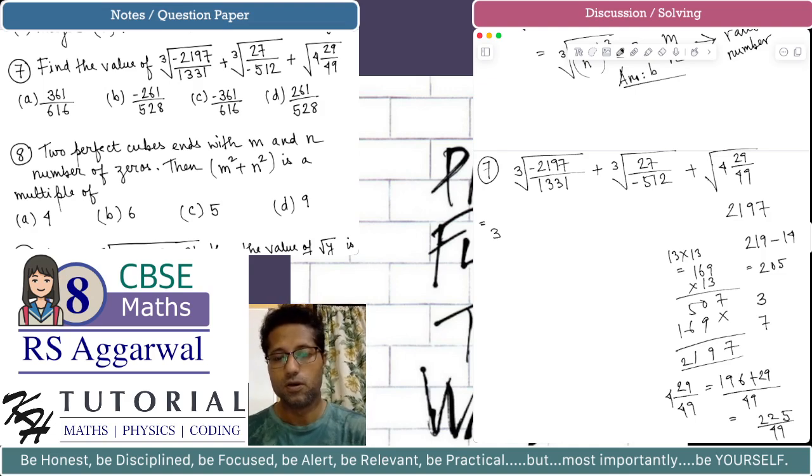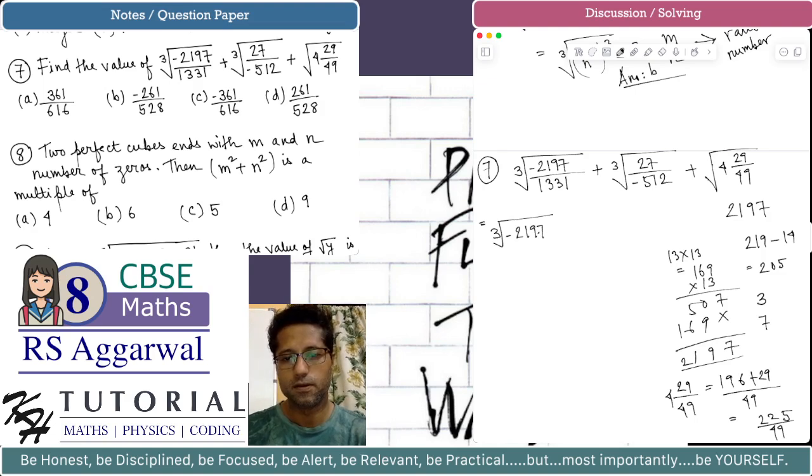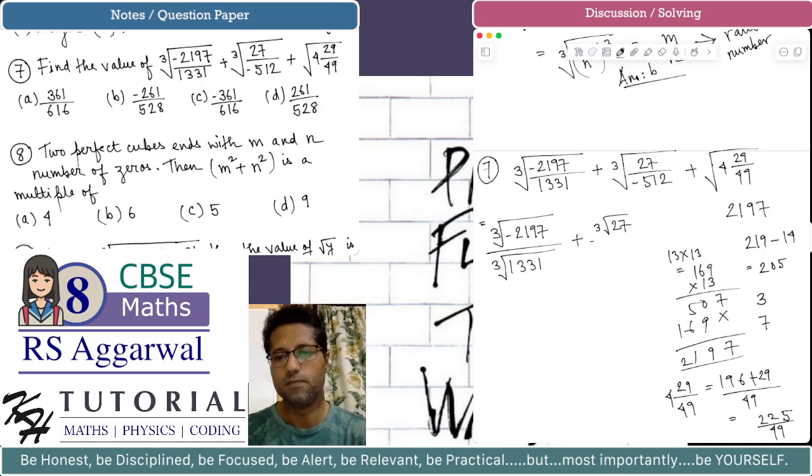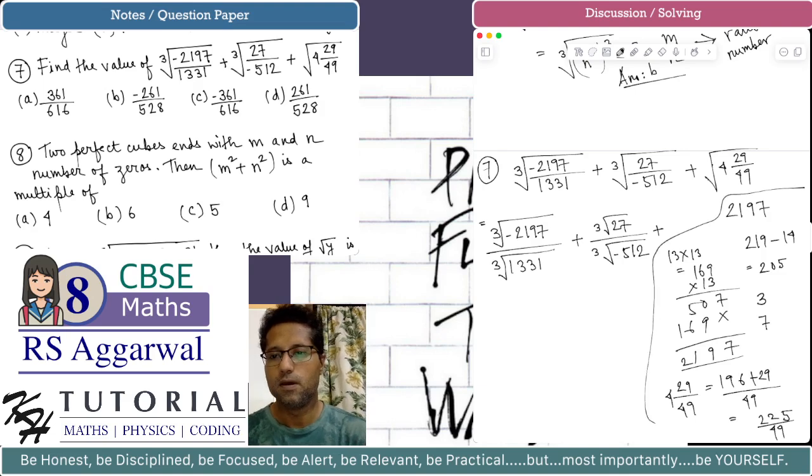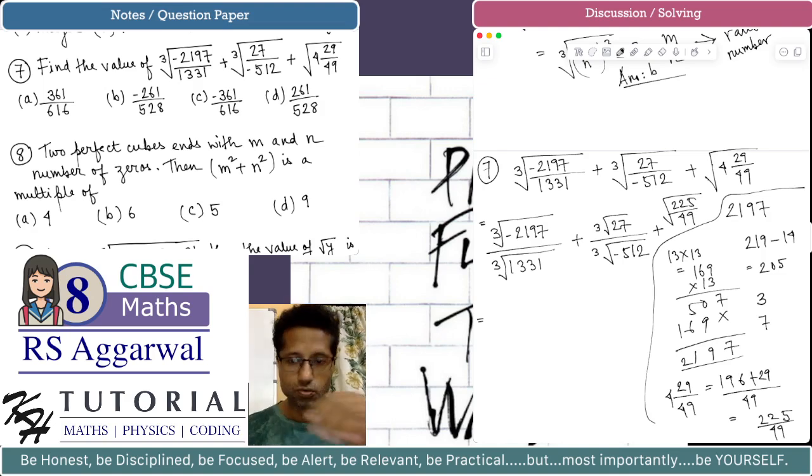So the cube root of minus 2197 divided by 1331 can be written as cube root of minus 2197 divided by cube root of 1331, plus cube root of 27 divided by cube root of minus 512, plus square root of 225 by 49. So cube root of minus 2197 is minus 13.